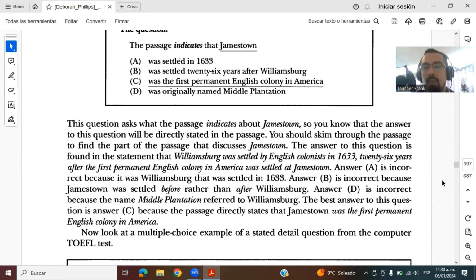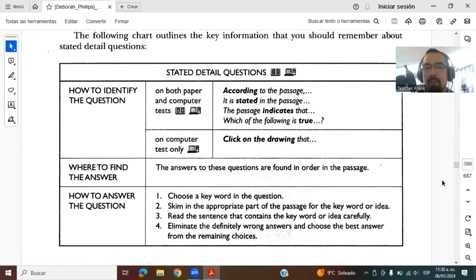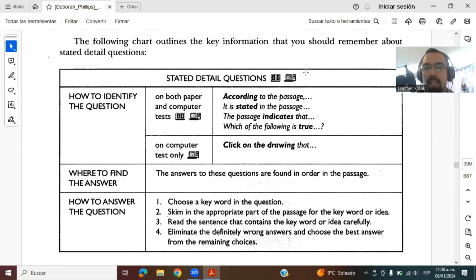So these type of questions can pop up basically with these type of questions right here, as we will see. According to the passage, it is stated in the passage, the passage indicates that, or which of the following is true. Remember that this could also be a true question. The answers to these questions are generally found in order in the passage, which means the first questions are going to be found first and the last questions last, and in that order in the text or passage.